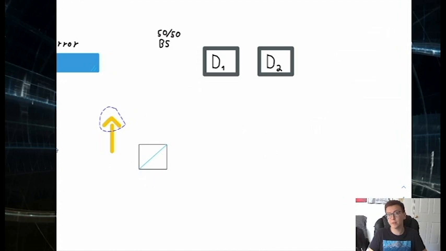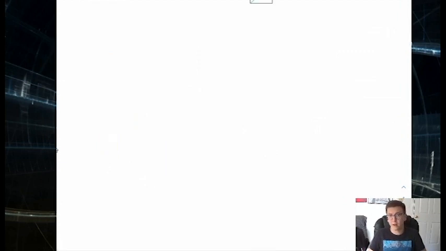Detectors are pretty straightforward. If a photon hits them, they'll just click, which just means that they'll send out a signal saying, hey, a photon hit me. So you can, for example, have it set up to a computer. All right, so now let's go ahead and build our experiment.